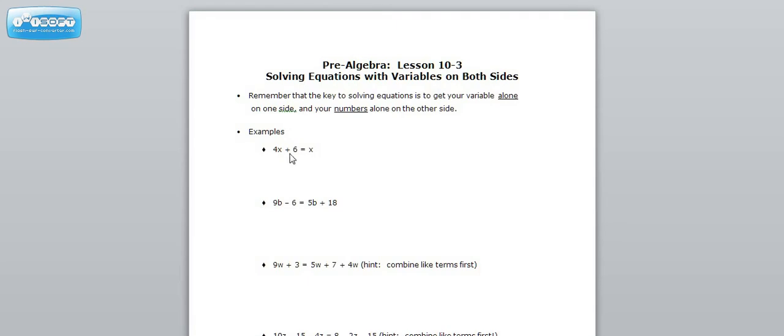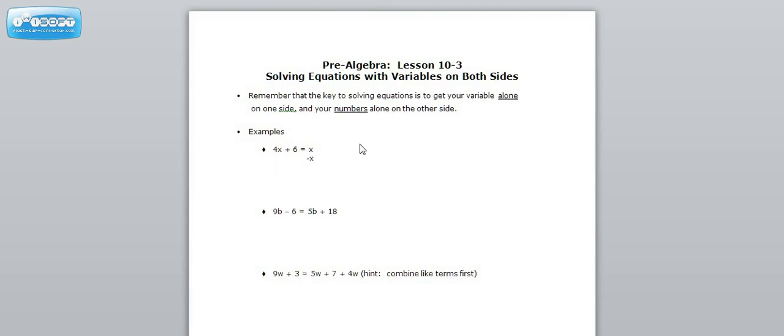The only difference with this is that I've got an x hanging out over here by himself. He's on the wrong side of the equation. So how do I get this x off of this side and onto this side? Treat it just like you've been doing before. In order to get rid of an x, I need to subtract x. And our algebra mantra says, what I do to one side, I have to do to the other.